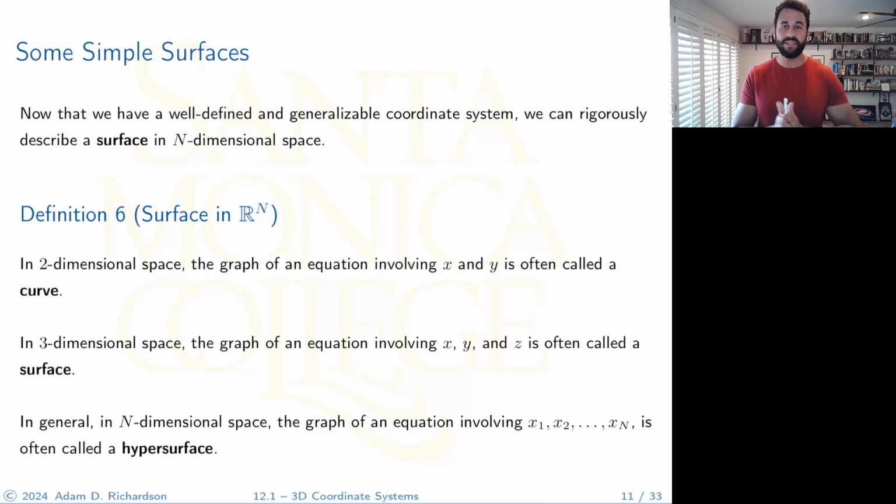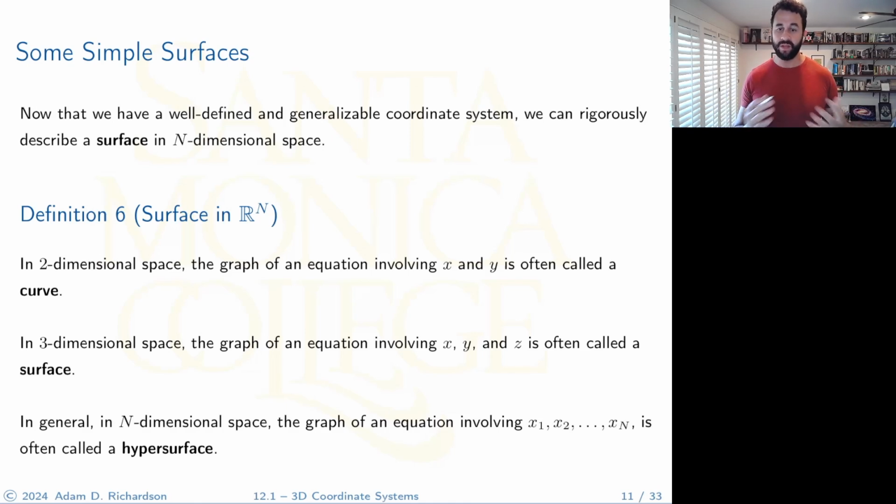Okay, so now that we have an idea of what n-dimensional space looks like and we've got a coordinate system we can use, we can start talking about surfaces, and we're going to explore these a lot in this class. So what is a surface in space? Well, let's go back down to two-dimensional space for a minute. So in two-dimensional space, the graph of an equation involving x and y is what we call a curve. These are what you've been playing around with for years in math classes, right? Just a curve.